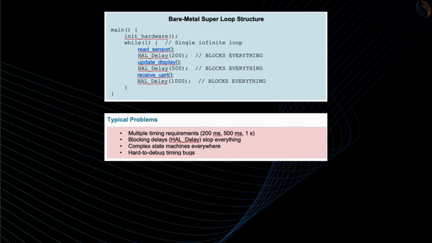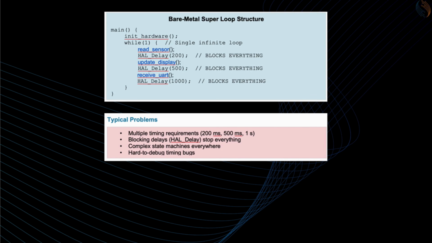First, HAL_Delay does not pause just one thing. It freezes the entire CPU. So while you're waiting 500 milliseconds for the display update, your UART may lose data and your sensor may miss readings. Second, multiple timing requirements start to conflict with each other.